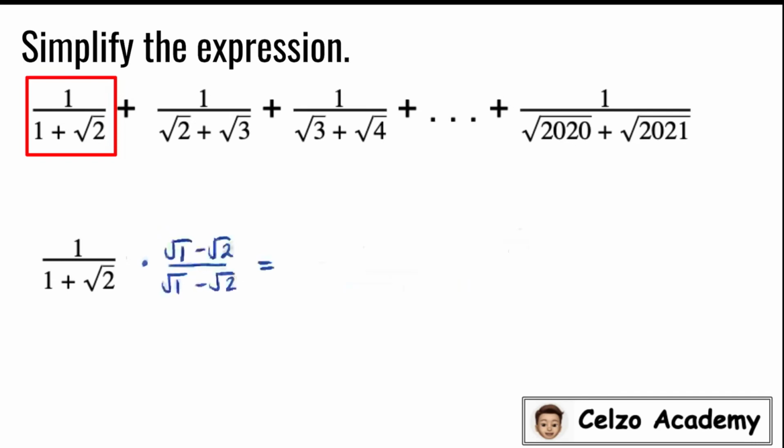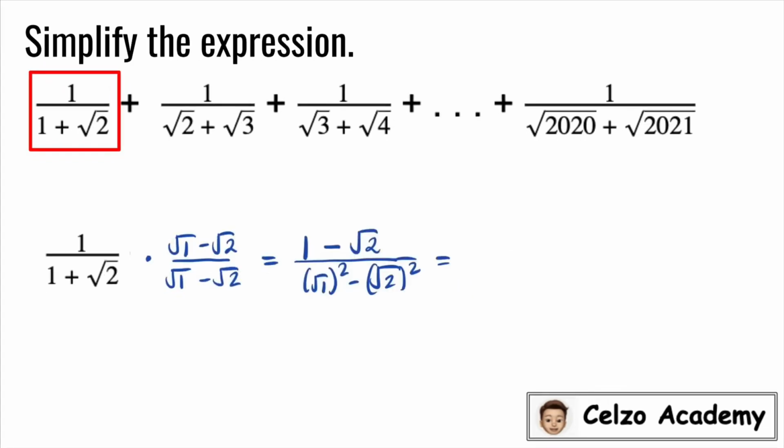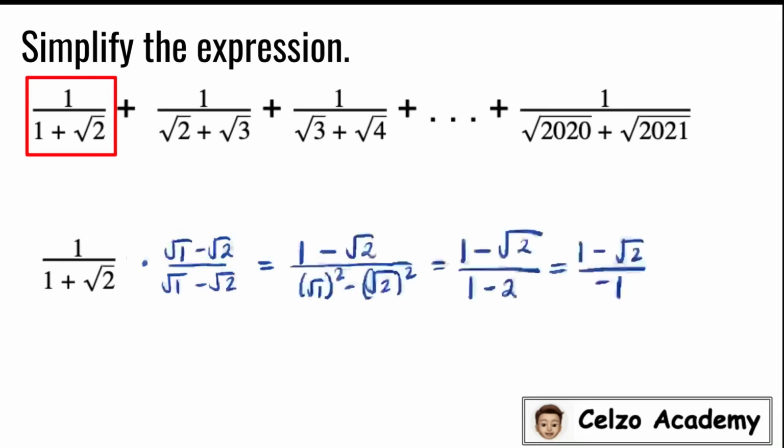Simplifying the numerator, we simply distribute the 1. And for the denominator, we need to use the product of sum and difference. So this will now be 1 minus root 2 over the square of 1 minus the square of root 2. Simplifying further, we have 1 minus root 2 all over 1 minus 2. The denominator can be simplified as -1. So the final answer when you're dividing the numerator by -1 is -1 plus root 2. So the first fraction is equivalent to -1 plus root 2.